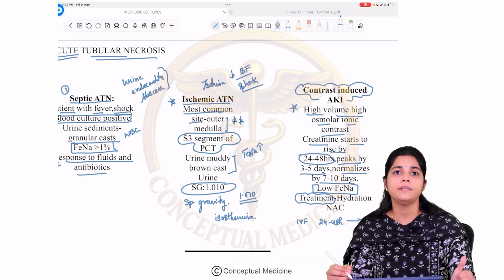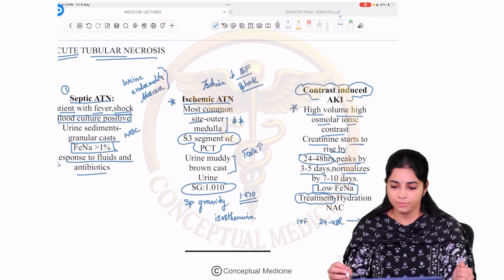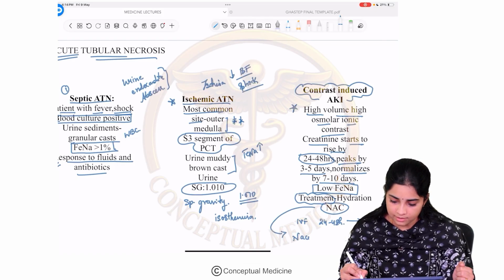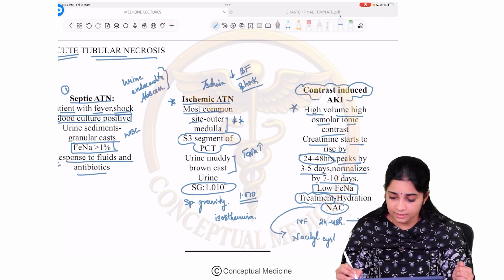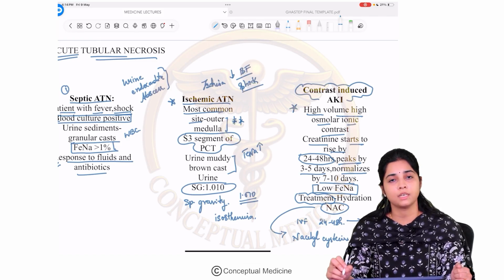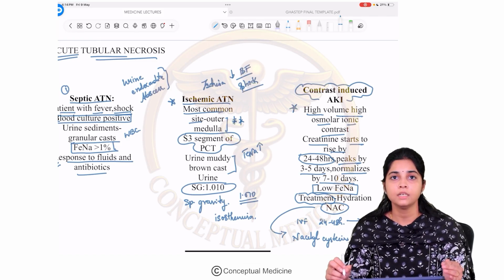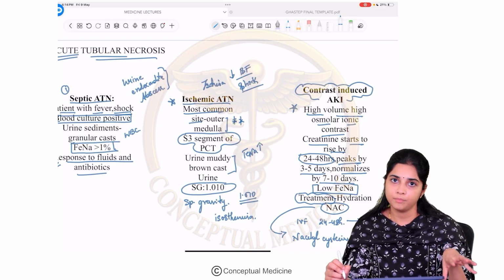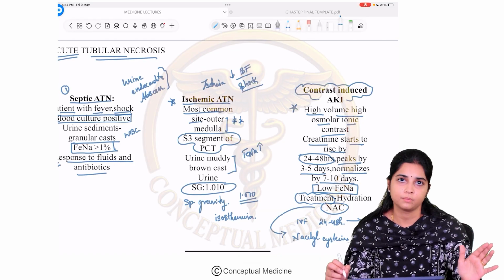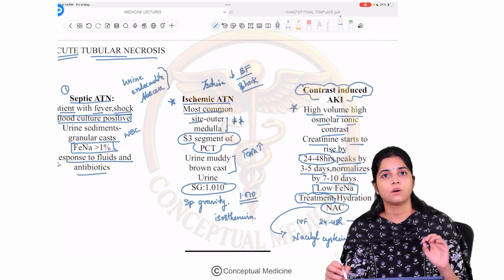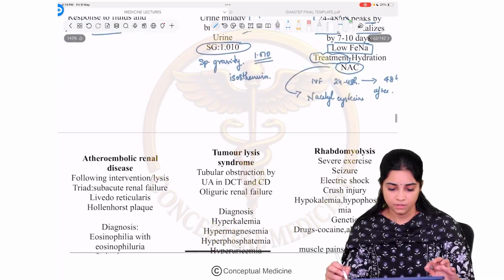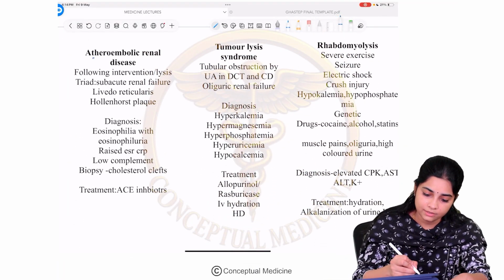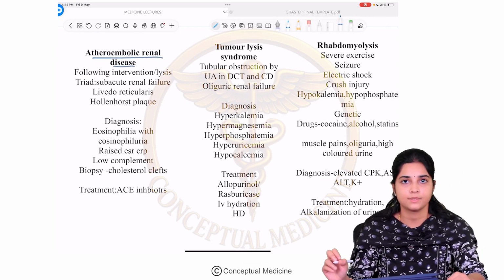So a good amount of hydration is the only preventive method which has been proven, and some centers also use N-acetylcysteine. But its use in contrast-induced AKI has not been proven completely, and hence N-acetylcysteine may or may not be used. Many centers use it. So this is about your contrast-induced AKI. Now let us look at the next disease, your atheroembolic renal disease.